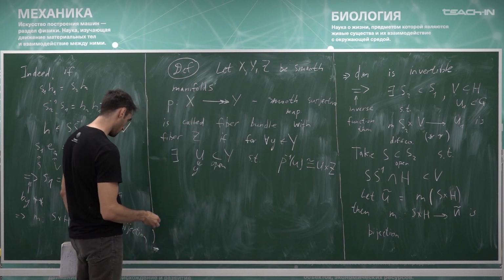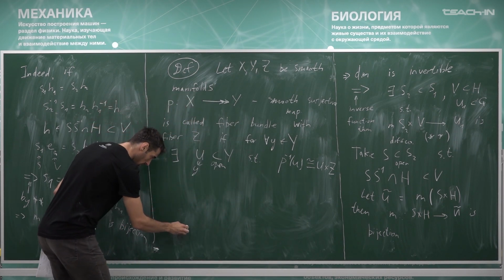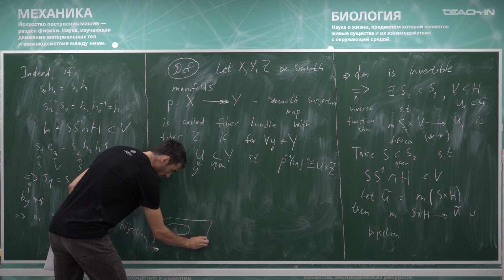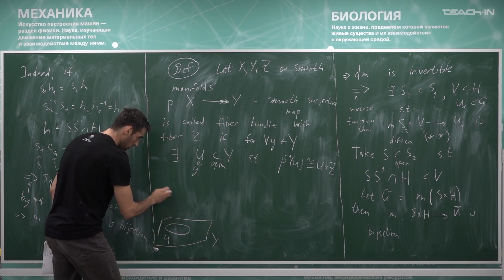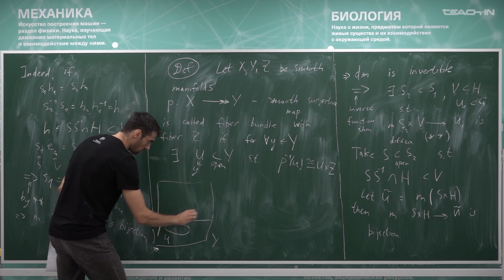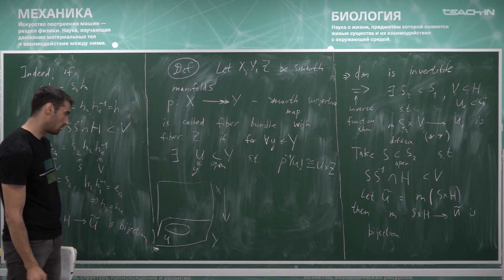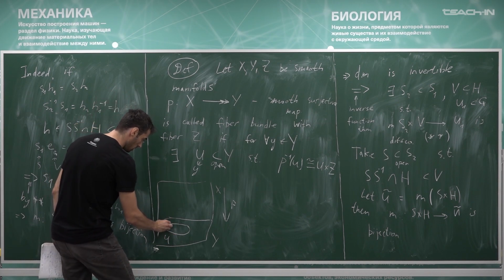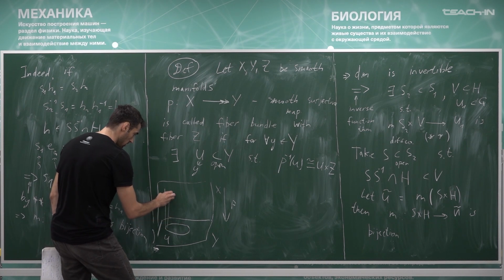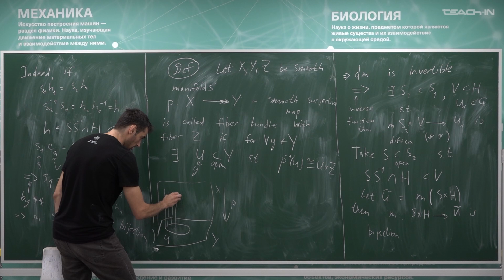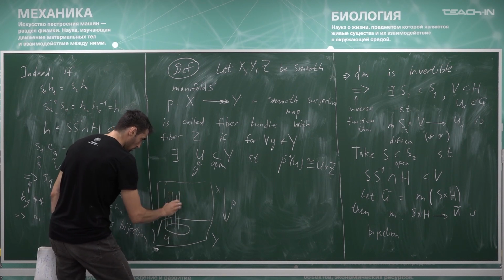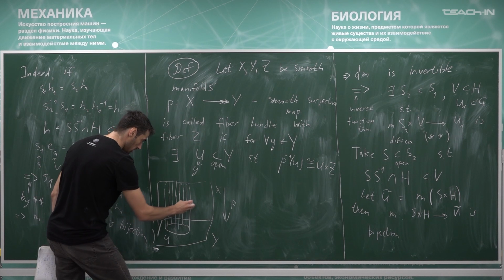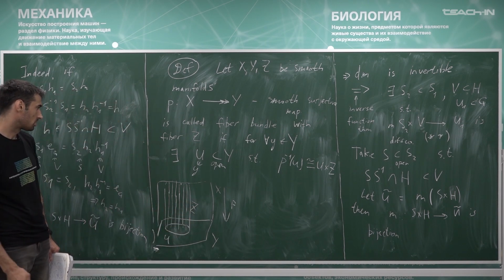So the picture is like that. You have some U, which lives inside Y, and you have X, which is projected to Y by P. And at the top of U, each fiber, so to say, is Z, and moreover, the whole preimage is U times Z. So this is Z. So this is the picture.